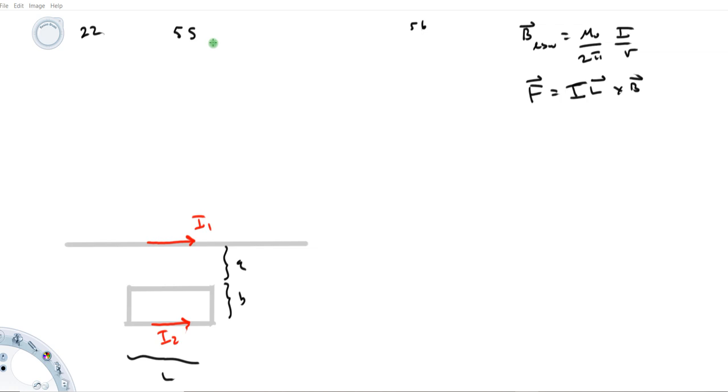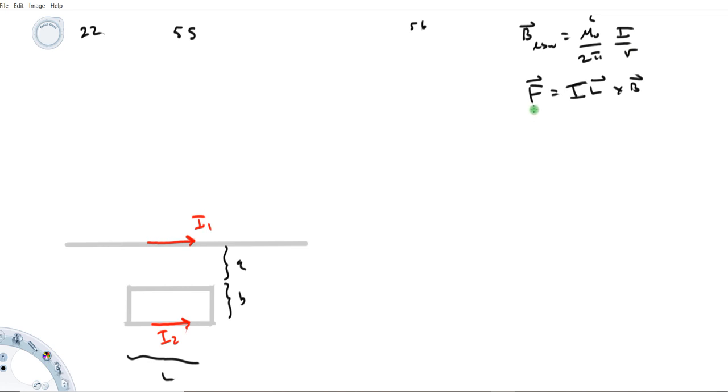Before I get more detailed about 55, I'm going to point out that both of these problems require the following things. One, you need to be able to calculate the magnetic field around an LSW, a long straight wire, which remember is mu sub O over 2 pi I over R. And as you're working this, if you just want to put some constant times I over R and put that in last, that's perfectly fine.